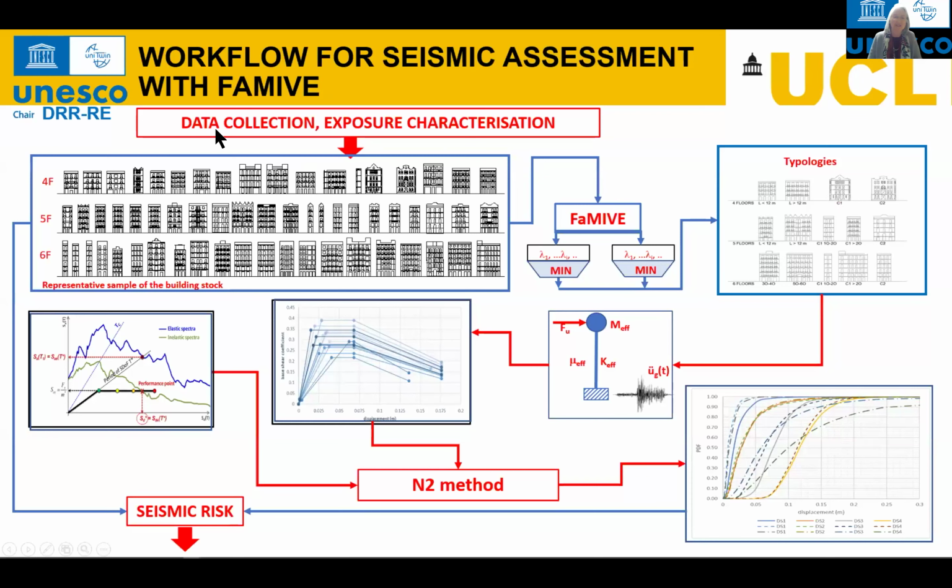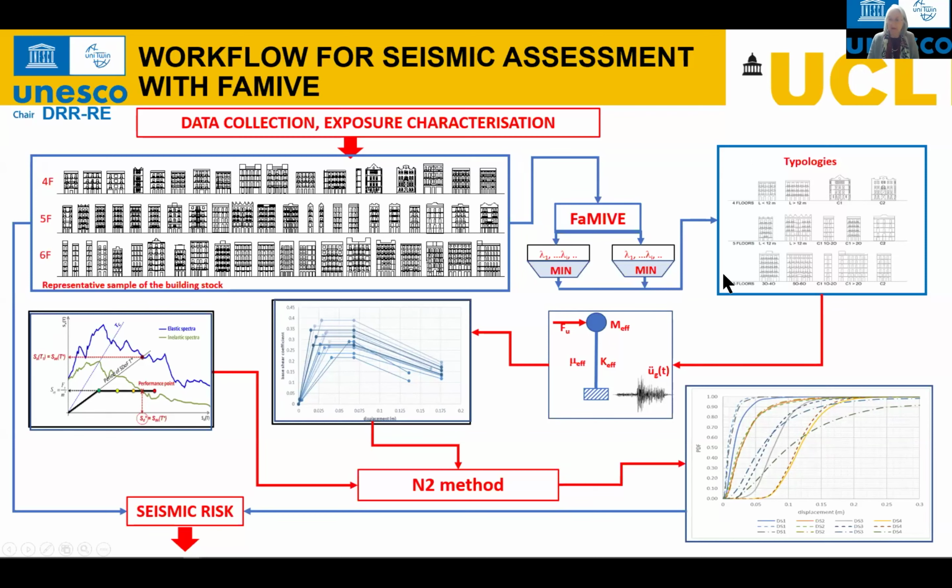So as I mentioned earlier, the ultimate output is the definition of fragility functions. So how do we get there? In a very brief summary, through exposure characterization, which we need to do through direct data collection. We then use this direct data collection to determine what we call collapse mechanism and collapse load factor through the FaMIVE procedures. Having defined the output of the FaMIVE procedures, we can identify buildings that behave in a similar way, so we can determine typologies.